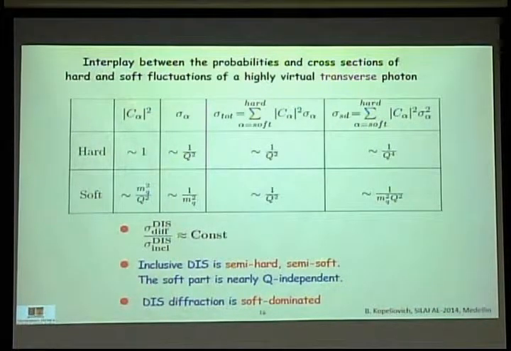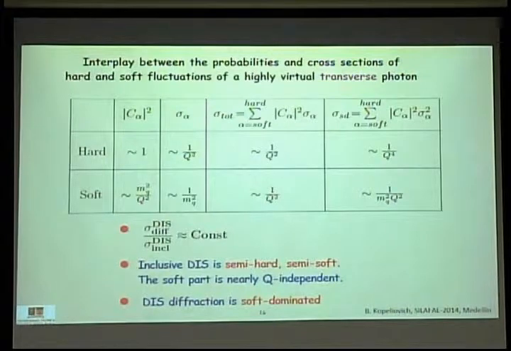And first of all, I look at the weight factor. The probability to have a hard symmetric fluctuation is about 1. So most fluctuations are of this kind. And a soft fluctuation, as I already mentioned, is a very rare configuration which has probability 1 over Q squared. So this is much bigger.